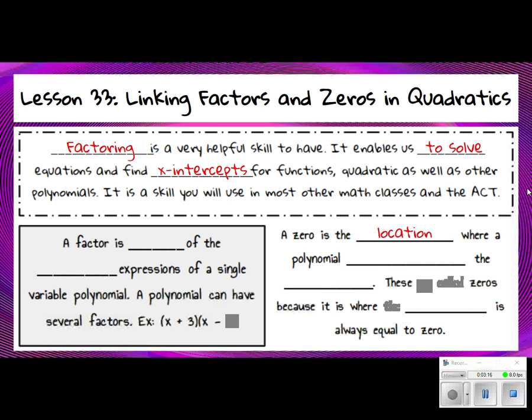A zero is the location where a polynomial intersects the x-axis. These are also called zeros because it's where the y value is always equal to 0. A factor is one of the linear expressions of a single variable polynomial. Example, we have x plus 3 and x minus 2. A polynomial can have several factors. So usually 2 factors indicate a quadratic, 3 factors would indicate a cubic, 4 factors would indicate a quartic, and so on.